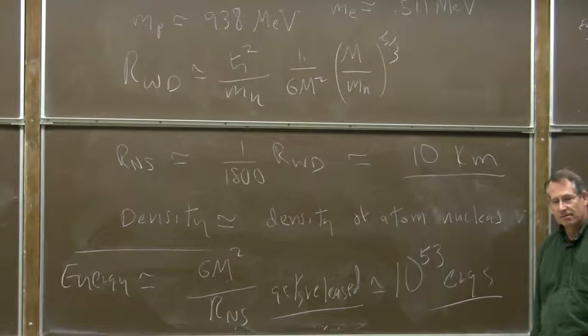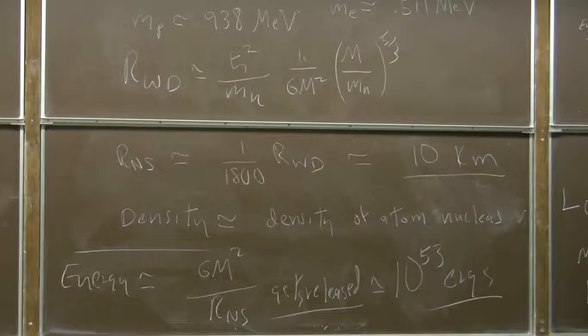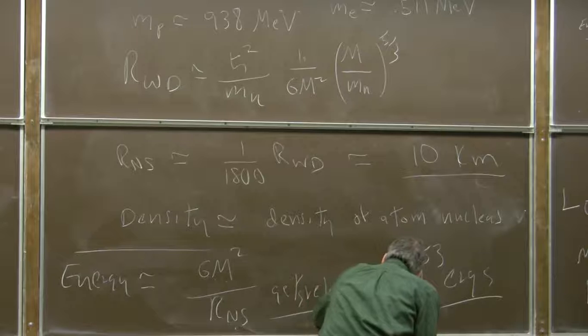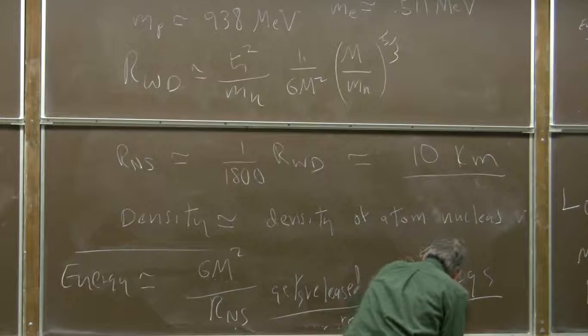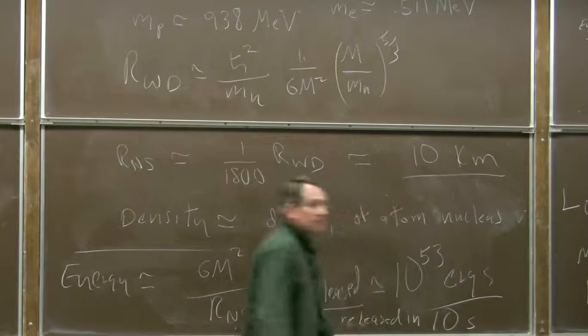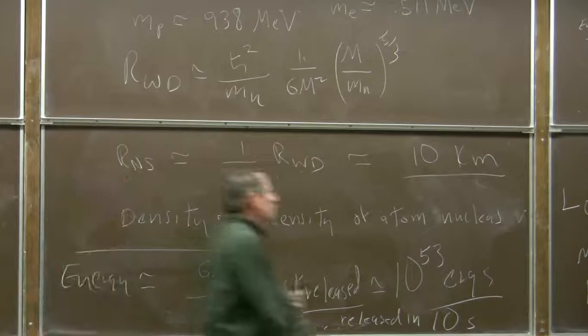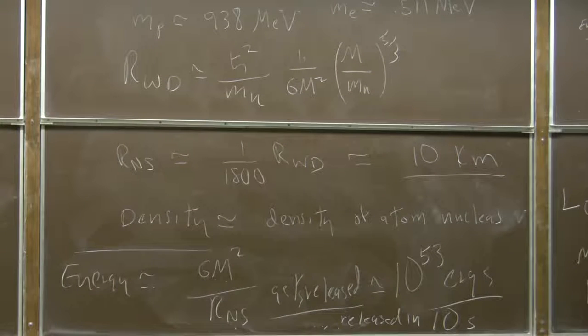How long do you think it takes for this energy to get out of that star when it collapses? It takes about 10 seconds. 10 to the 53 ergs released in 10 seconds. More than 10 times the total energy the sun emits in its lifetime, and it comes out in 10 seconds. Do you think you'd be able to see something like that if it happened? Well, if they were close by, you would. And what do we call it? It's a supernova.